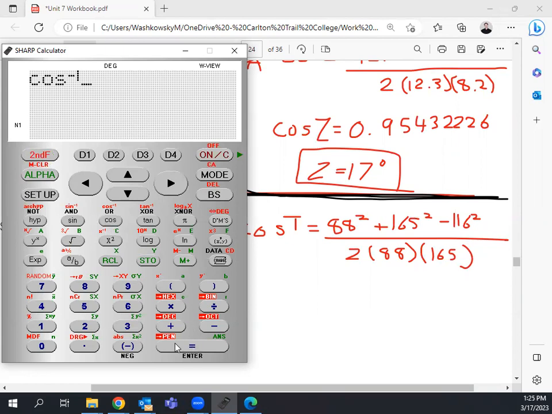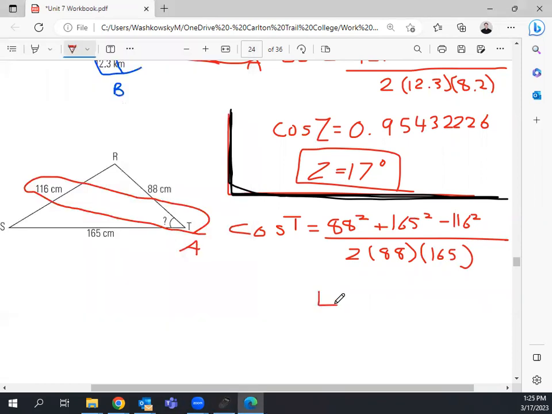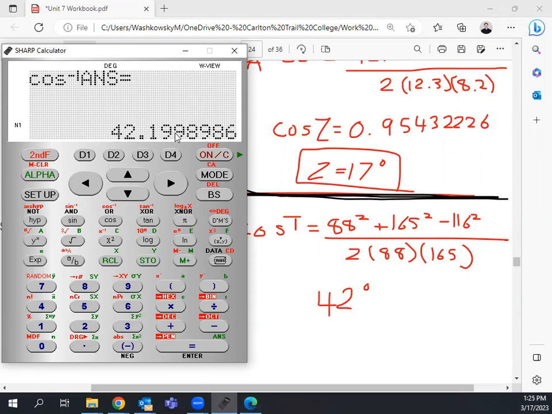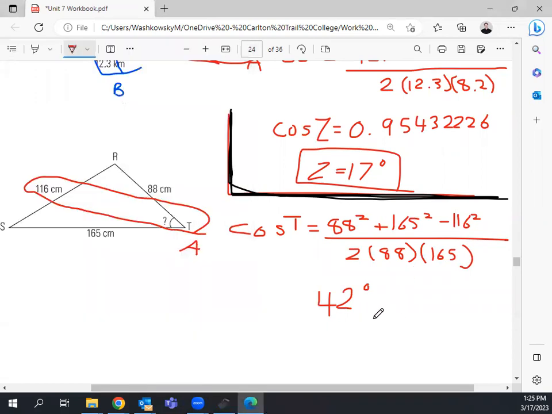So I'm taking the cosine inverse of that, press enter. 42 degrees. You could round this if you want, just don't round that other number. It'll be like a 0 point something number. Don't do that. That will cause problems later.